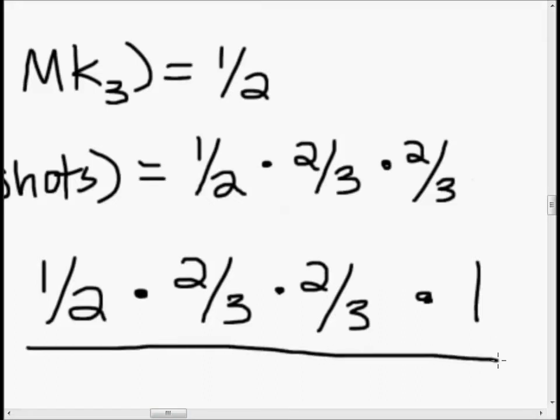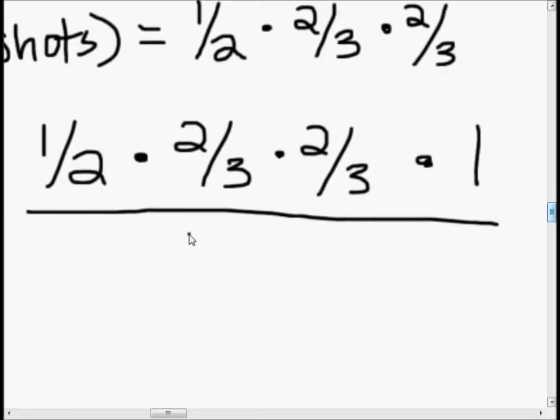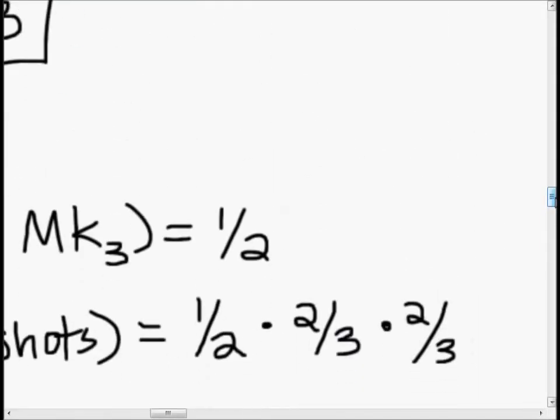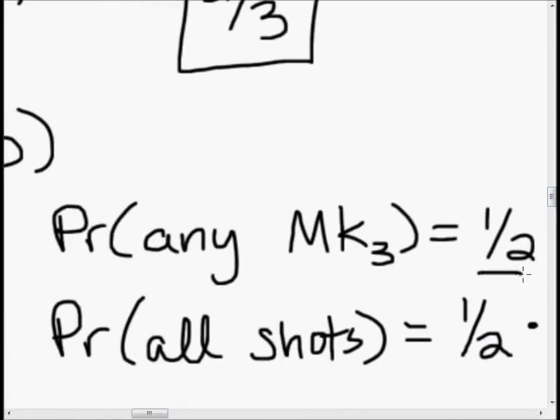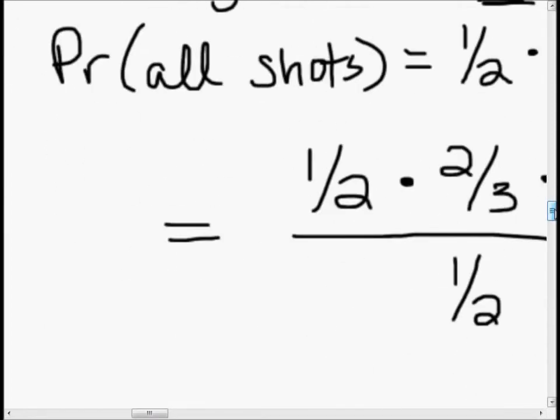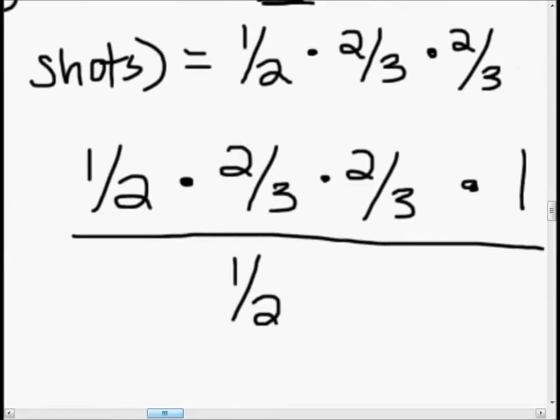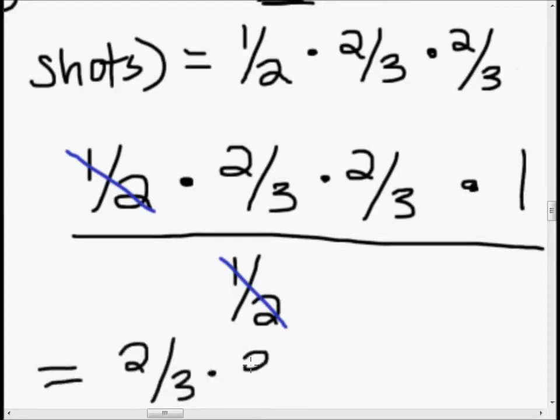And then underneath, we have that answer that we had before, which is 1/2. I'm going to go all the way back up here. This is the chance that he made any of the third shots. So again, we can cancel some stuff out. We can cancel out this 1/2. We don't need to cancel it out, it doesn't really matter. So let's go ahead and solve this. This is 2/3 times 2/3, which equals 4/9. And that is our answer.